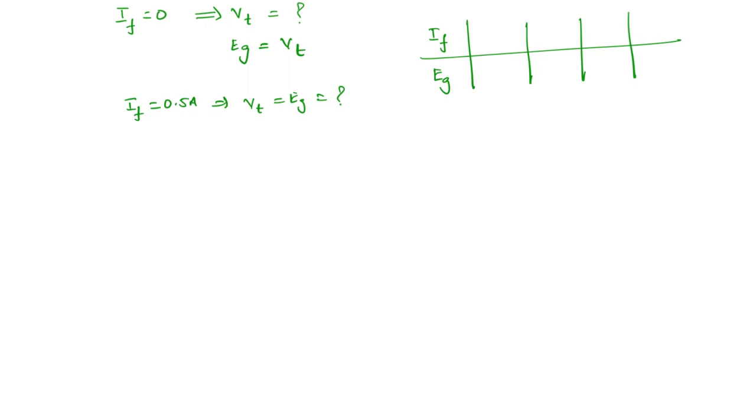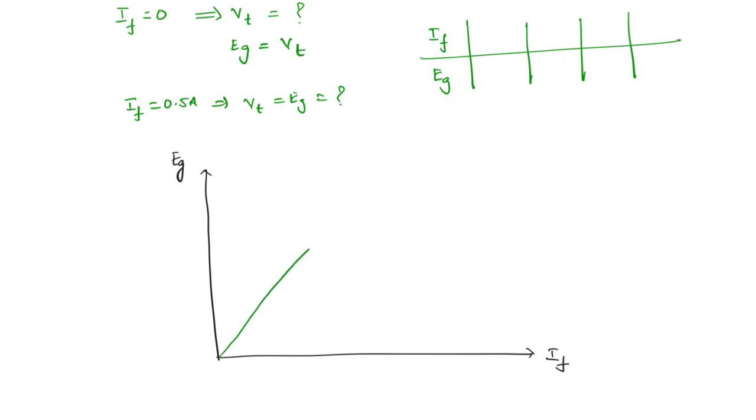So, what is this graph going to look like? If this is the field current and this is the internal generated voltage, you are going to get a characteristic. Initially it will be linear and then it will start getting non-linear. This will start happening when the core starts becoming saturated. That means even after increasing the field current, the generated voltage is not going to increase in the same proportion. So, this is the open circuit characteristic.